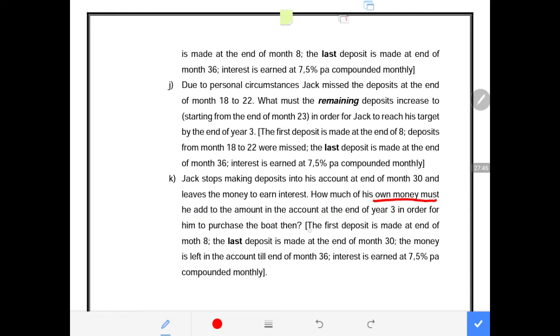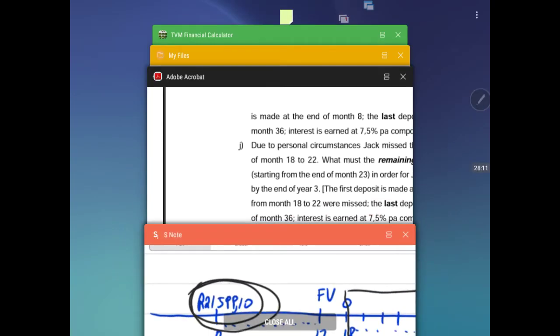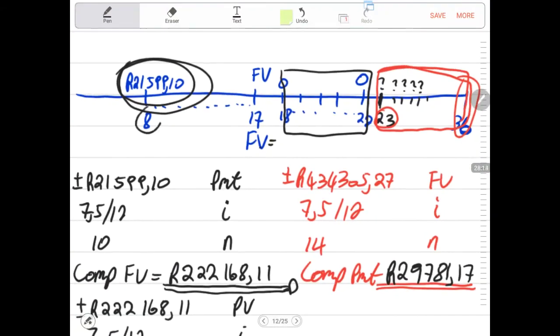The first deposit is made at the end of month 8, and the last deposit is made at the end of month 30. Now this makes very clear that we are no longer missing any payments. So now the payments that Jack stops making at month 30, we are referring to the payments of 21,599.10, because those are the payments that started from month number 8, but now they go up to month number 30, just 6 payments before the end of the focal date.